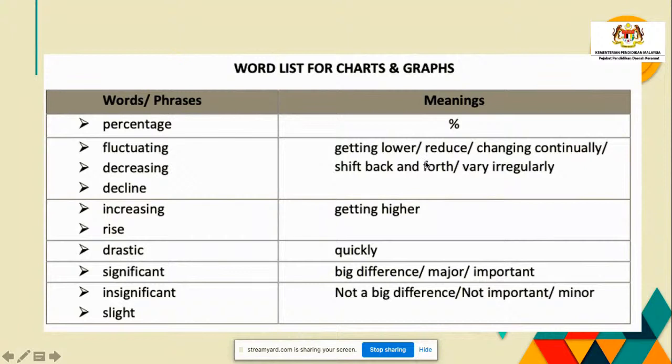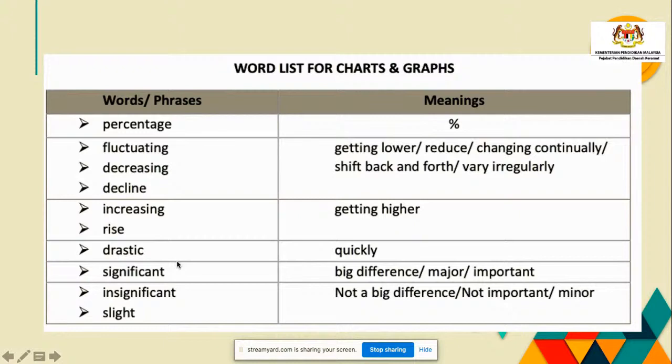Okay, increasing, rise, naik. Okay, getting higher, drastic, quickly. Macam saya cakap tadi, tiba-tiba, abruptly. Okay, significant. Significant maksudnya big difference ataupun major difference ataupun important. Okay, significant tu maksudnya penting ataupun dah sangat jelas, sangat nyata. Okay, insignificant. Okay, not a big difference, not important ataupun minor, slight. Okay, so basically nampak susah tadi kan perkataan-perkataan tu, tapi bila kita tengok, alamak, semua ni kita dah biasa dengar.